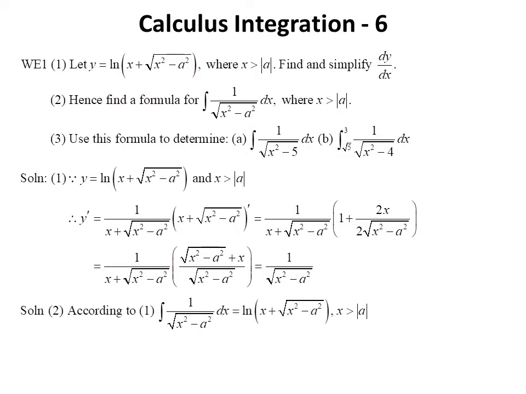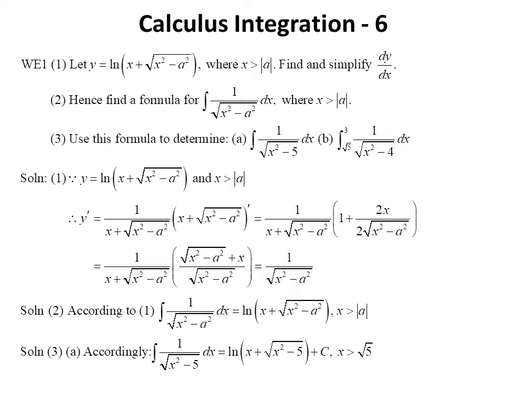Accordingly, as for the second question, the integral of 1 over the square root of x squared minus a squared dx equals ln of x plus the square root of x squared minus a squared, where x is greater than the modulus of a. As for part A of the third question, the integral of 1 over the square root of x squared minus 5 dx equals ln of x plus the square root of x squared minus 5, where x is greater than square root of 5.